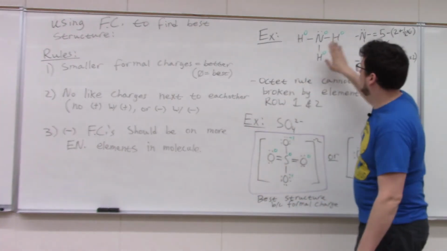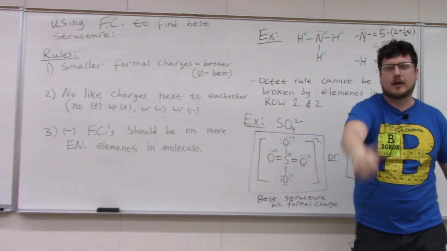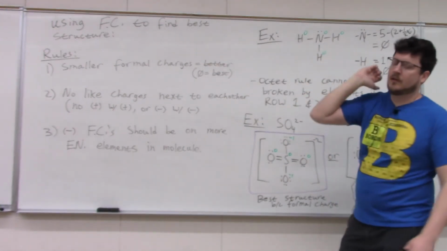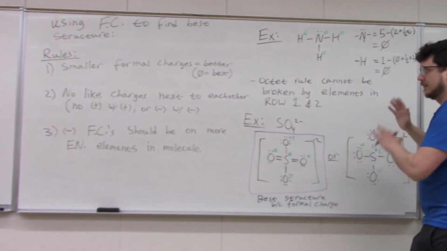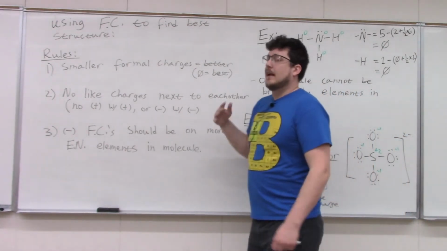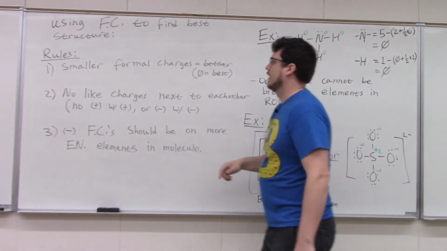So like this nitrogen one, they're all zeros. You can't do better than that. Or I'm sorry, this ammonia example here, all zeros, perfect. That is a perfect structure. Can't always get that. We'll talk about that more in a second.